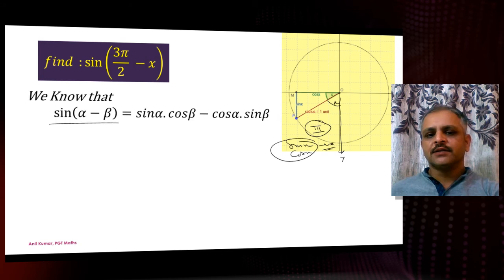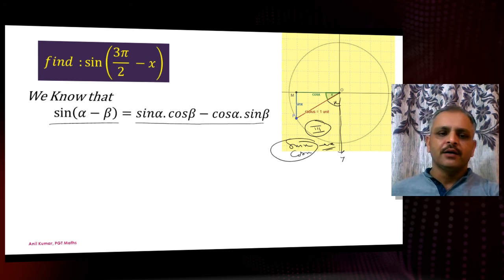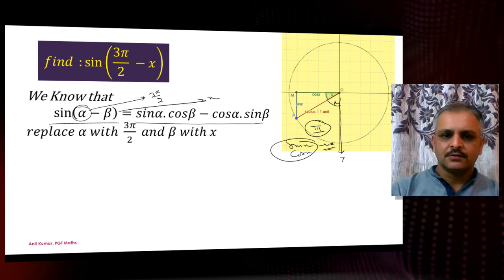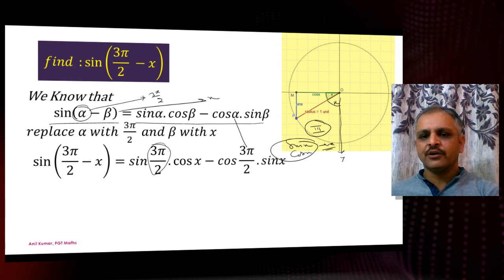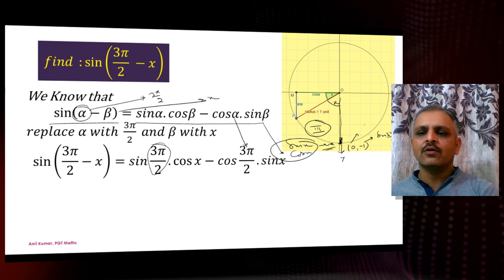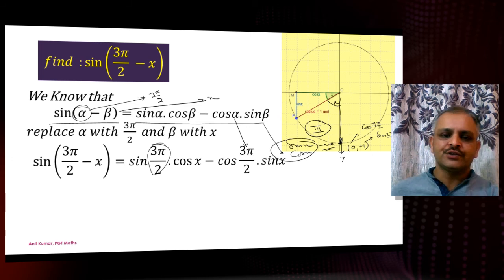Sin alpha minus beta is sin alpha cos beta minus cos alpha sin beta. Replace alpha with 3 pi by 2 and beta with x. So it becomes sin 3 pi by 2 minus x. At 3 pi by 2, the coordinates are 0, minus 1. The y coordinate represents sine. So sin 3 pi by 2 is minus 1 and cos 3 pi by 2 is 0. For an odd multiple of pi by 2, cos will always be 0. So this value will be 0 and this will be minus 1.